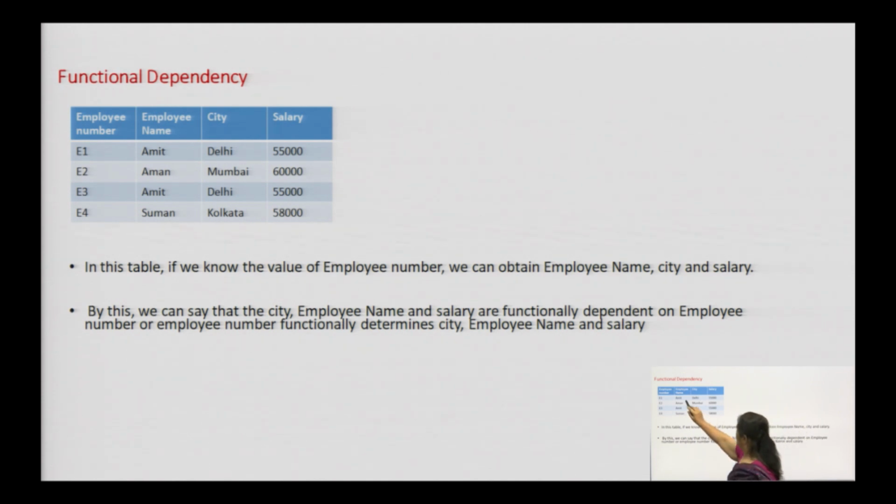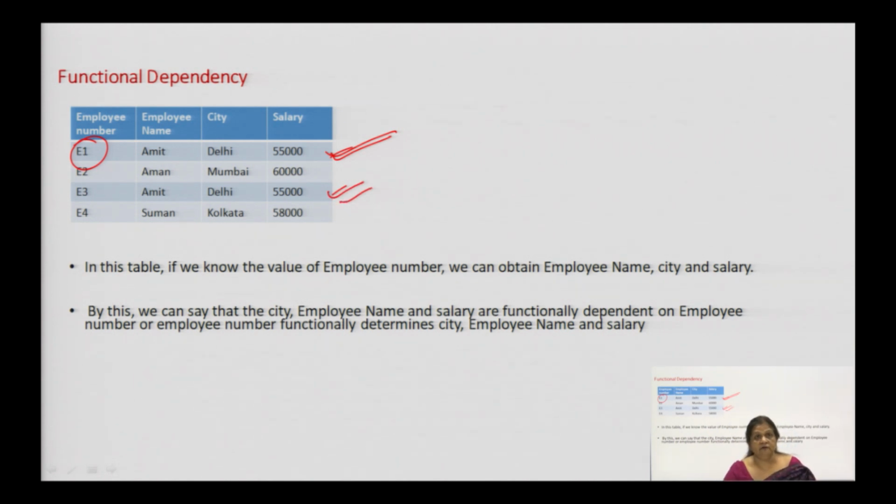Now, we see Amit, Delhi, 55,000 is the salary. If I say Amit who lives in Delhi with salary 55,000, which Amit? We do not know. Why? Because these two records, if we do not look at the employee number, are the same. So, we do not know which Amit. But the moment I say Amit with employee number E1, we immediately know it is this Amit, or if I say Amit with employee number 3, we immediately know it is this Amit.